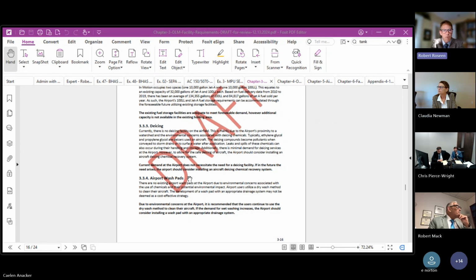Yeah, current demand at the airport does not necessitate the need for a de-icing facility. If in the future the need arises, the airport should consider installing an aircraft de-icing chemical recovery system. Okay, and is a fair interpretation of that there is no de-icing facility planned at present?